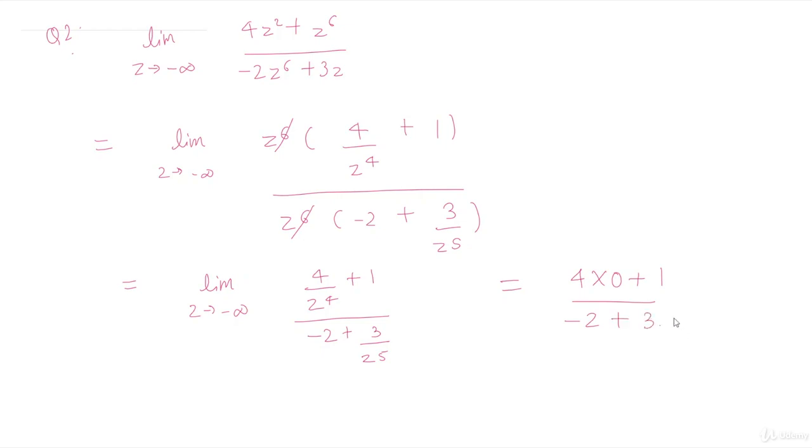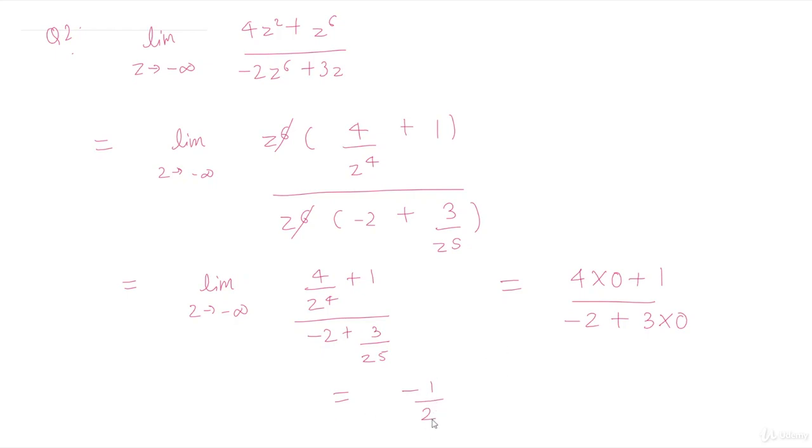now since z approaches minus infinity here, z to the power 5 will also approach minus infinity, right? Since it is an odd power. Here it was an even power, so the sign got reversed, but here it is an odd power. So z to the power 5 will also be approaching minus infinity. So 1 by z to the power 5 will approach 1 by minus infinity, again approaching 0, right? 1 by minus infinity is 0 again. So the answer will be 1 by minus 2, so that will be minus 1 by 2. So the answer is equal to minus 1 by 2.